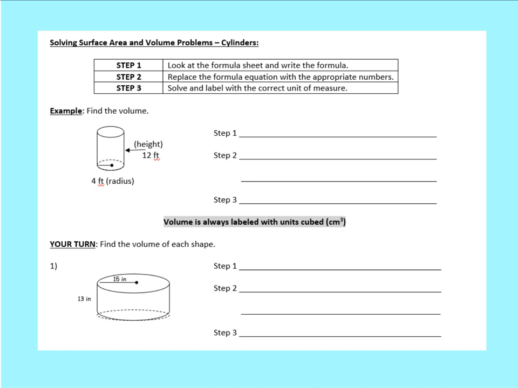Moving on to the top of our next page, it says solving surface area and volume problems for cylinders this time. Step 1 is still going to be to look at your formula sheet, write down the formula you need. Step 2, replace the formula equation with the appropriate numbers. And step 3, solve and label with the correct unit of measure. So here we're going to be finding the volume of this cylinder. The formula for volume of a cylinder is volume equals pi r squared h.